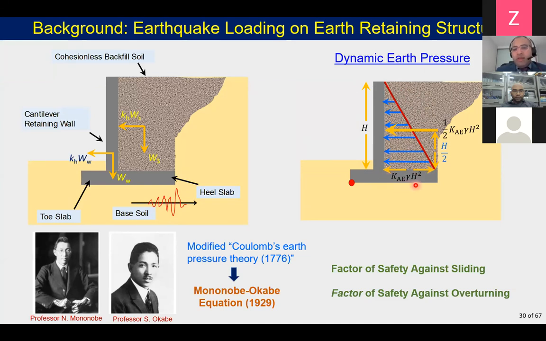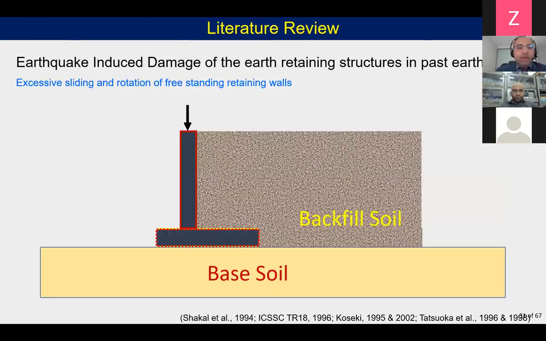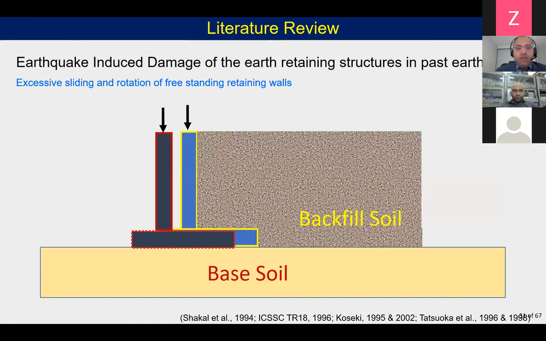Actually, this is a point of debate, and we're trying to understand the behavior of earth retaining structures when they are subjected to dynamic loading conditions in a timely manner. So what's the time duration of the pressure, whether it's important or not? So what we try to do is, first of all, you need to understand the failure mechanism.